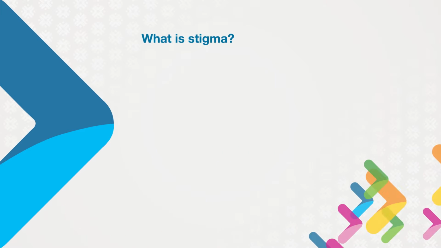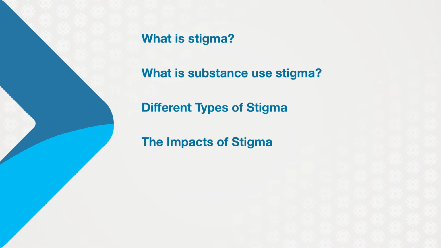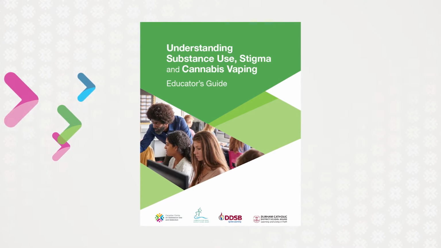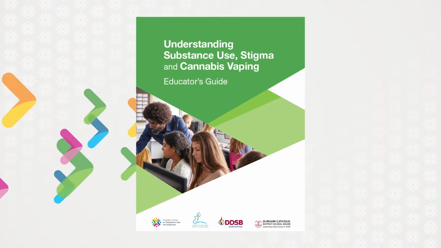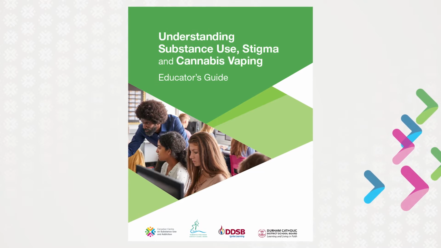Welcome to this module on understanding stigma. In this module, you will learn what stigma is and what substance use stigma looks like. You will learn about different types of stigma and the impacts of stigma on people seeking and accessing care. You will also gain an understanding of why words matter and what strategies you can use as an educator to help end stigma. Use this module alongside your educator's guide, which provides additional information, tools, and resources to support your learning. Let's begin.